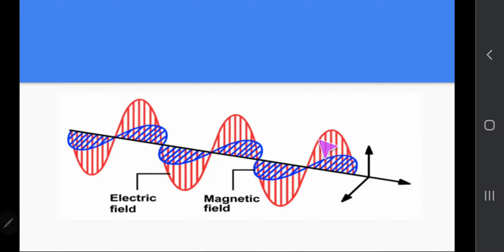Why can electromagnetic waves travel in space? Because electromagnetic waves consist of electric field and magnetic field perpendicular to each other and perpendicular to the direction of propagation. Light propagates in a straight line, but it has many properties. What are the properties of light waves?